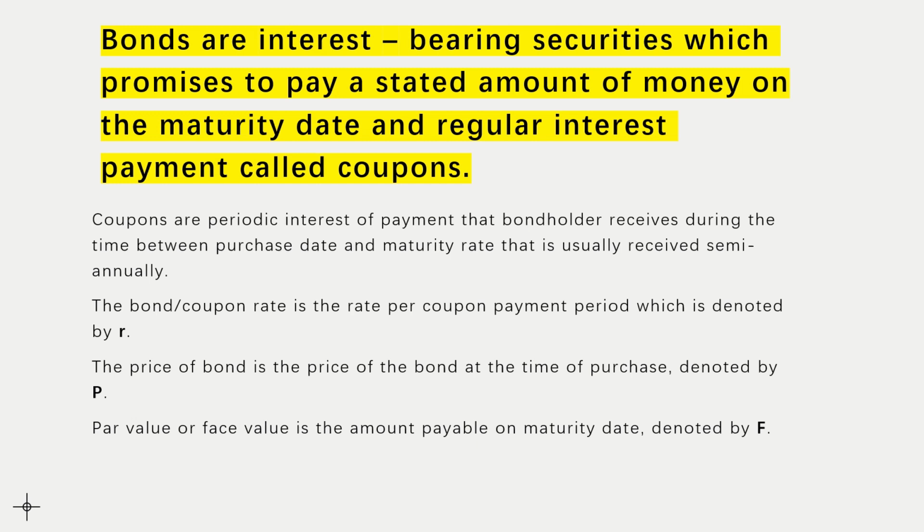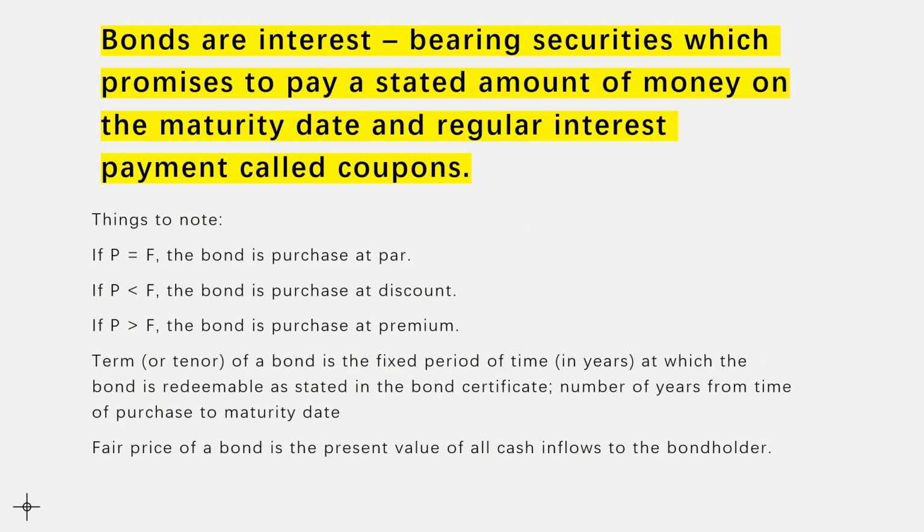The price of a bond is the price of the bond at the time of purchase, denoted by the variable capital P. Par value or face value is the amount payable on maturity date, denoted by the variable capital F. So things to note: if P is equal to F, the bond is purchased at par. If P is lesser than F, the bond is purchased at discount. And if P is greater than F, the bond is purchased at premium.